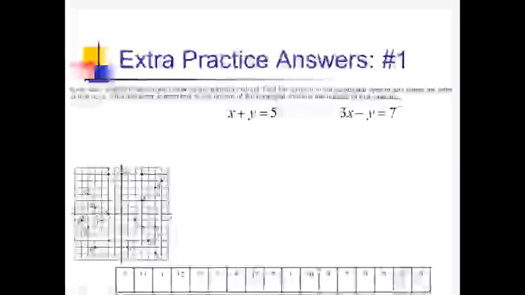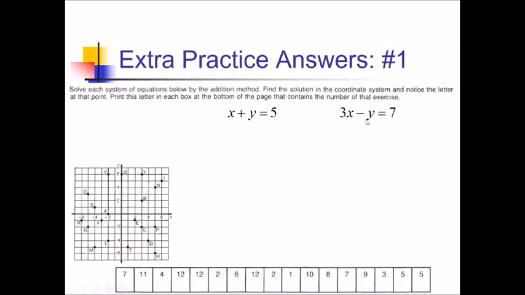For this first problem, we've got these two systems of equations, and I noticed that I already have a y and a negative y here, so I'm just going to rewrite this equation down below the second one. And then I can just go ahead and add those, and those y's are going to cancel out. So if I add these, goodbye to y. 3x plus x gives me 4x, and then 7 plus 5 is giving me 12. Now I can divide both sides by 4 to get x equals 3.